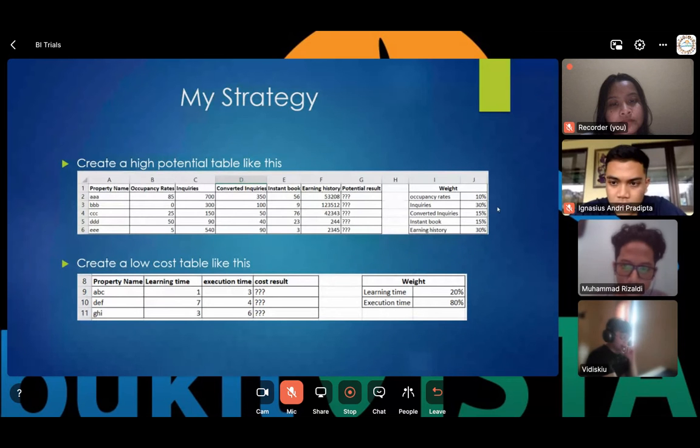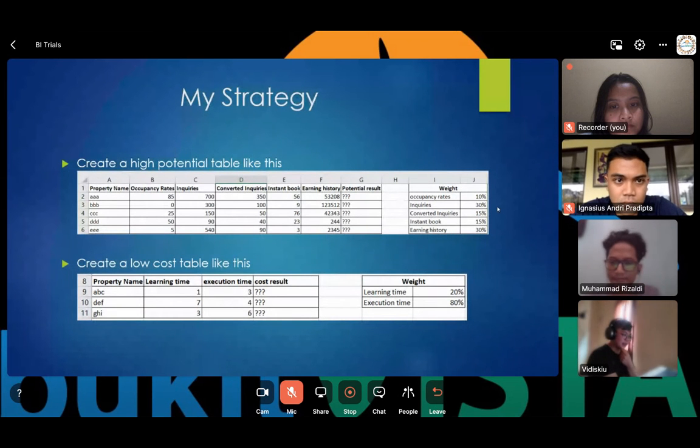And execution time as well, also day. And learning time is 20%, execution time is 80%. Can you explain that a little bit? Why do you think the weight is like that?